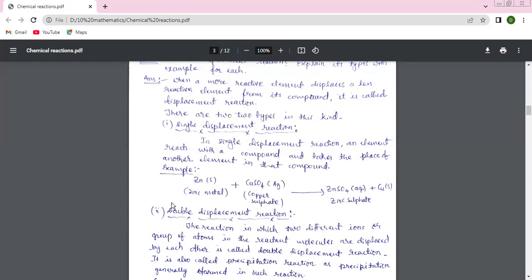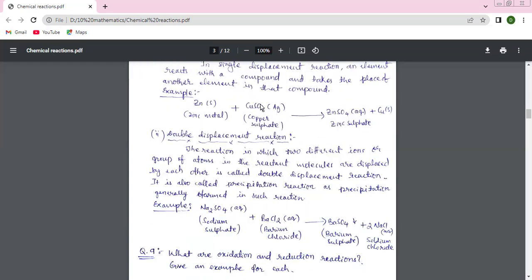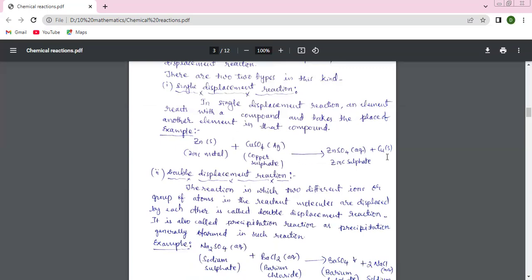Here is the example you can see. Single displacement. Look at this chemical reaction carefully. Zinc metal, which is solid, reacts with copper sulfate solution, an aqueous solution. The reaction of these two leads to zinc sulfate plus copper solid.